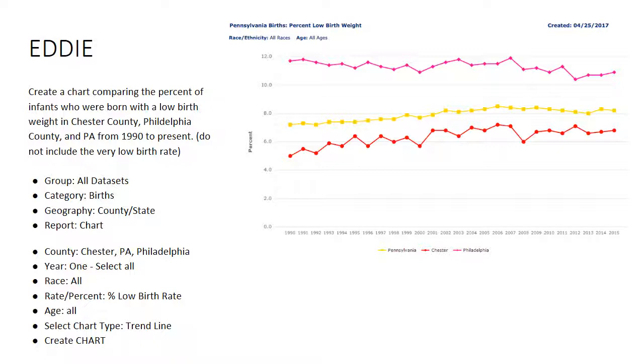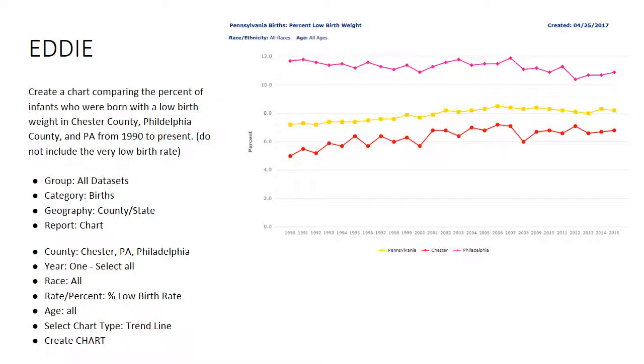So in groups, we're back at that EDDI homepage again. We're going to go to all data sets. The category would be births. Geography would be county, state, because we're looking at counties. And the report type would be a chart.